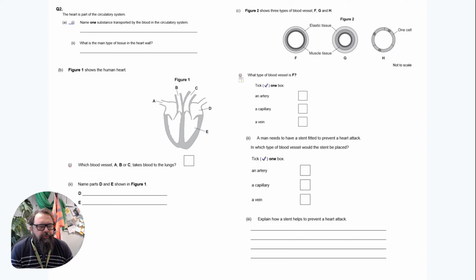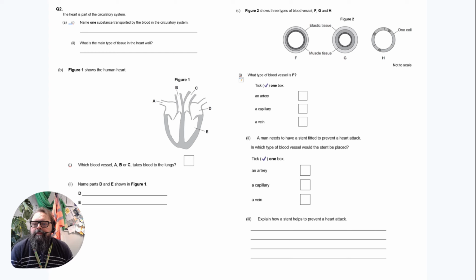You've got to get rid of the waste that you make. So the waste products your body makes are carbon dioxide, which is the waste product from respiration. And you might have heard of the substance called urea, which is from the breakdown of excess proteins. Another suitable answer here would be water. So pick any one of those, because in bold it says name one.